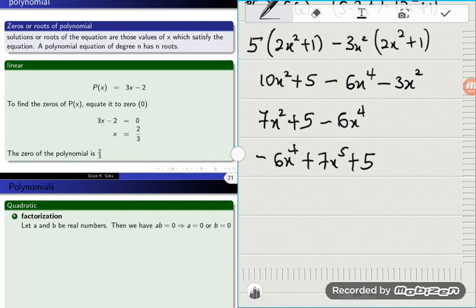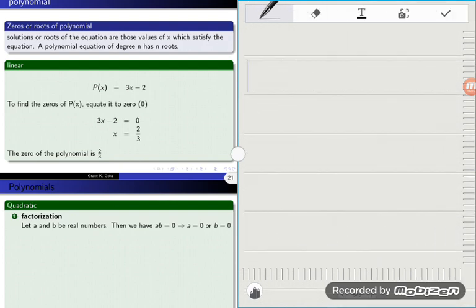Now the next thing that we want to find is known as the zeros of a polynomial.